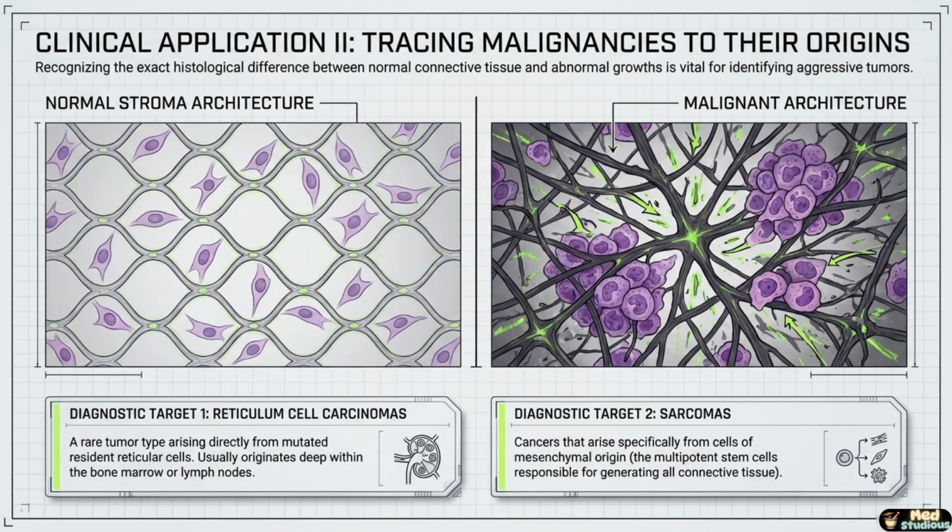This is a rare, aggressive tumor type that arises directly from mutated resident reticular cells, the very cells that build the network. Because of their location, this cancer usually originates deep within the bone marrow or inside the lymph nodes themselves. Diagnostic target 2 involves sarcomas. Sarcomas are terrifying cancers that arise specifically from cells of mesenchymal origin. If those multipotent stem cells, the ones responsible for generating all connective tissue, sustain DNA damage, they can proliferate wildly, creating massive, deeply embedded tumors that are incredibly difficult to treat.